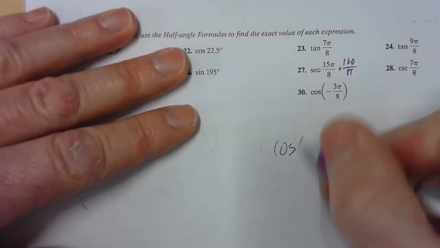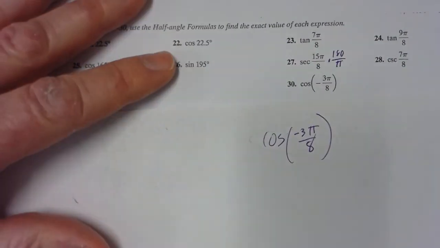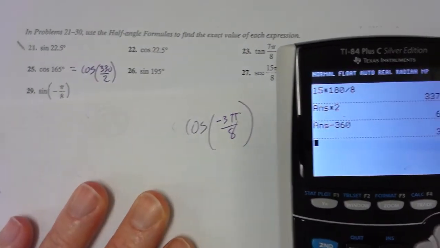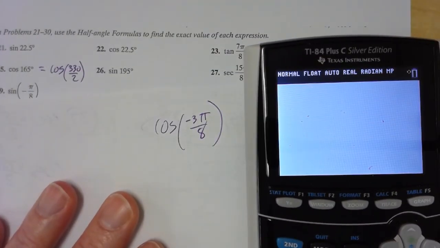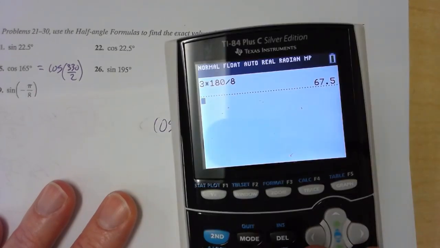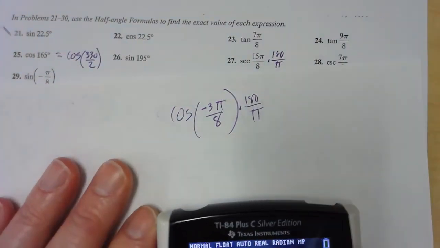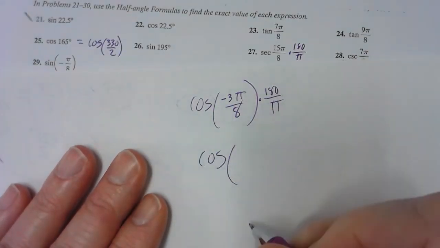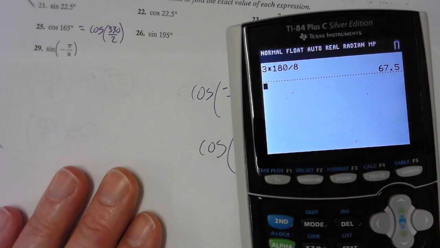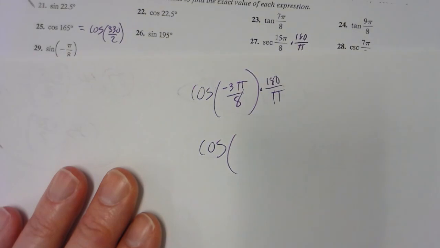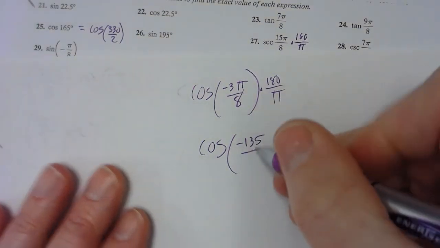So we got cosine of negative 3 pi over 8. All right, so what is that? I think it's easier to convert them into decimals. So it's 3 times 180 divided by 8. 67.5, because I multiply by 180 over pi. The pi's cancel. All right, so it's negative 67 degrees. So it's cosine of negative 67 degrees. So that would be times 2, 135. So it's negative 135 divided by 2.